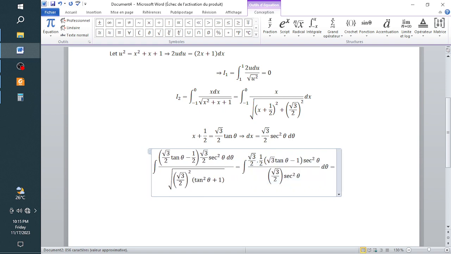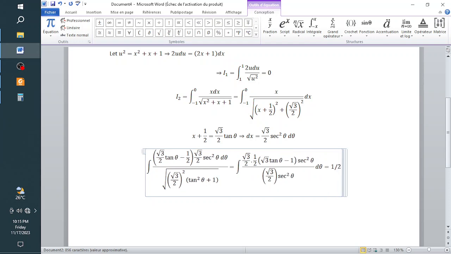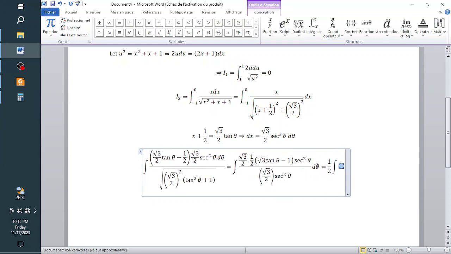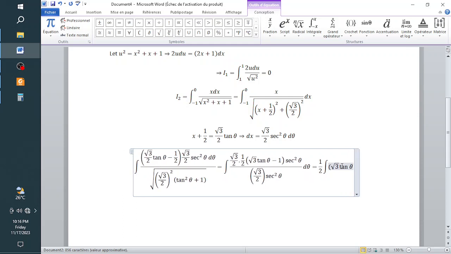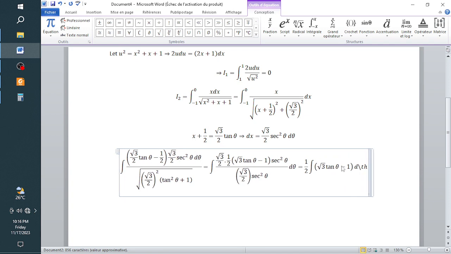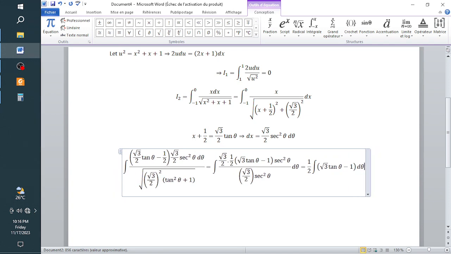Alright, so if we simplify, you realize that root 3 on 2 will cancel with root 3 on 2, so the half will remain. So we have half the integral. Sec squared theta cancels with sec squared theta, and what is left inside here is root 3 tan theta minus 1. So we have root 3 tan theta minus 1 d theta.